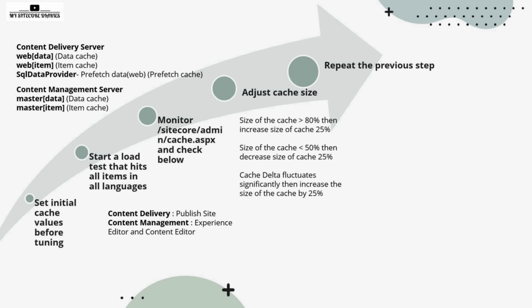Then if it is less than 50%, you have to decrease the size of cache by 25%. Then if cache data fluctuates significantly, increase the size of the cache by 25%. So this is the thumb rule which you can apply on your cache sizing. If the size of a cache is greater than 80%, increase it by 25%. Less than 50%, decrease it by 25%. And if data fluctuates significantly, increase the size of cache by 25%.